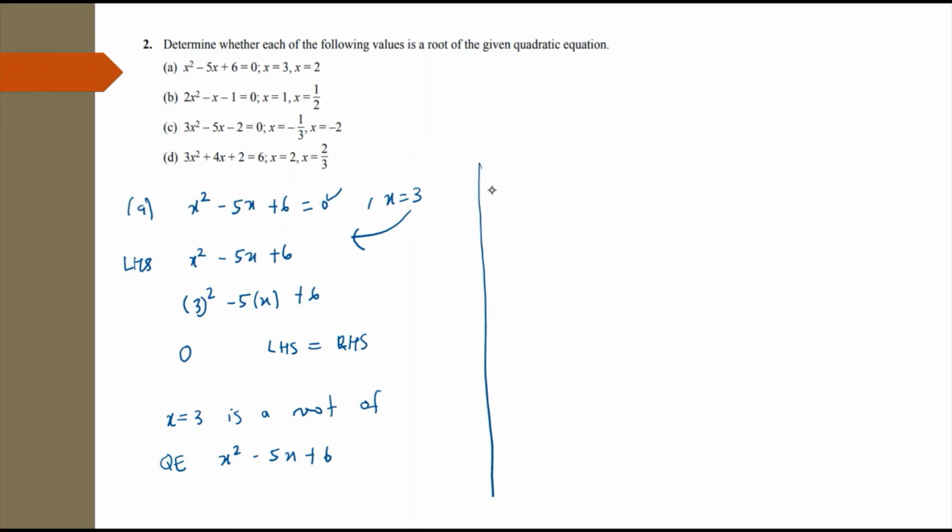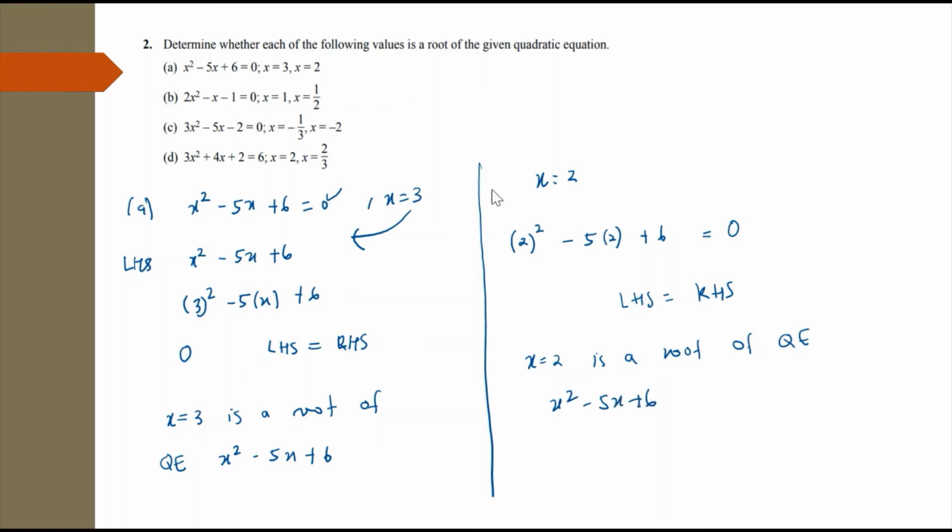Now we want to check for x is equal to 2. Okay, we substitute the value of 2 into the equation. 2 squared minus 5 times 2 plus 6. Now you get 0. Now we compare the value of the left hand side and right hand side. When you substitute the value of x is equal to 2 into this equation, we get 0. So the left hand side is equal to the right hand side. So the conclusion, yes, x is equal to 2 is a root of the quadratic equation x squared minus 5x plus 6. Easy, right?